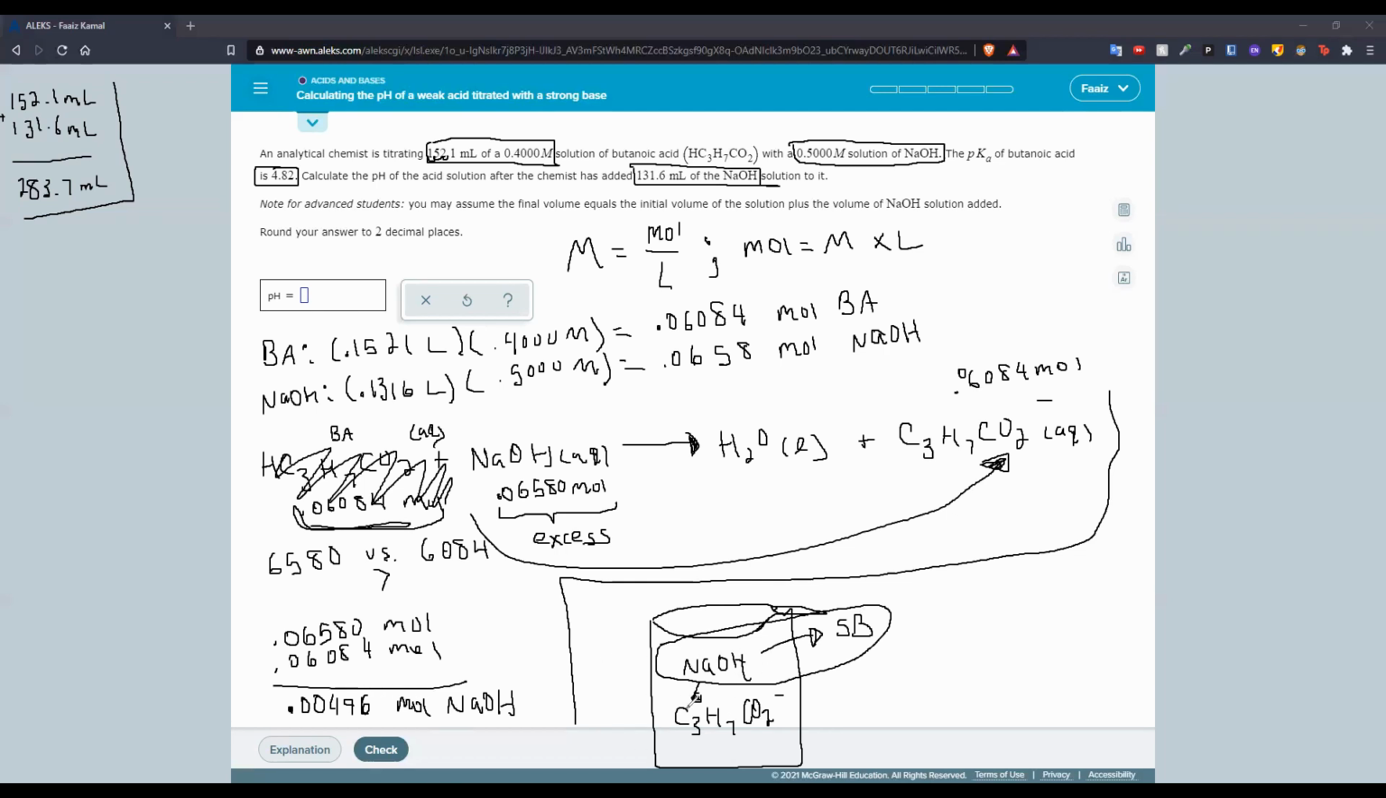So all you have to consider is the amount of NaOH you have. When NaOH is in solution, it dissociates into Na+ and OH-. To find pH, there are two ways you can do it. First, you can find pOH and then subtract pOH from 14.